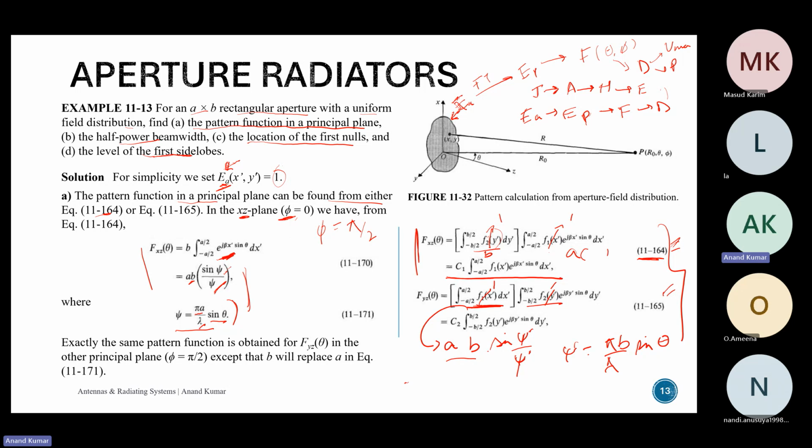So, for the YZ plane, we have done this for the XZ plane. For the YZ plane, again we can solve 11165, and we'll end up with AB sine psi dash by psi dash, where psi dash is pi b by lambda into sine theta. This is just maths. You can try solving it yourself as well. We have the solution in the textbook. So we get the expression for f xz theta and f yz theta as this expression over here.